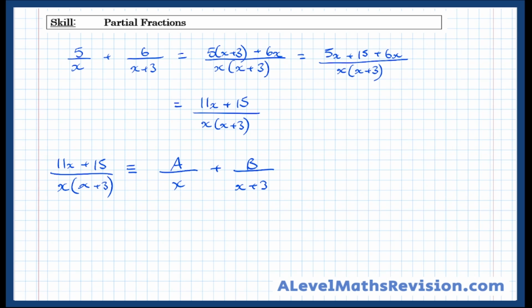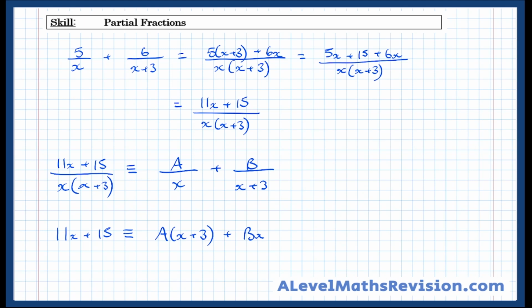So the first thing I'm going to do is multiply by the denominator of the left hand side here. Multiply everything by it. So that leaves me with 11x plus 15 is identical to A times x plus 3 over x. The two x's cancel, leaving just x plus 3. Plus B over x plus 3 times x plus 3. The x plus 3's cancel, leaving just x. So all's good so far.